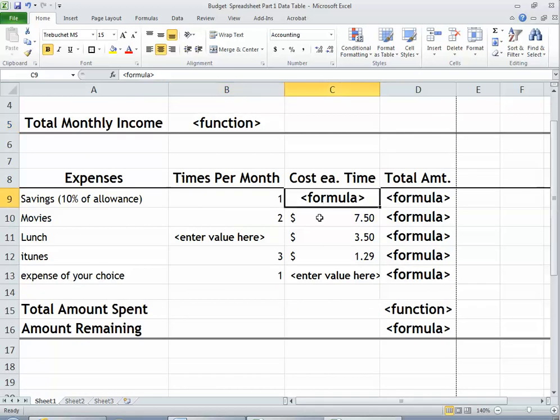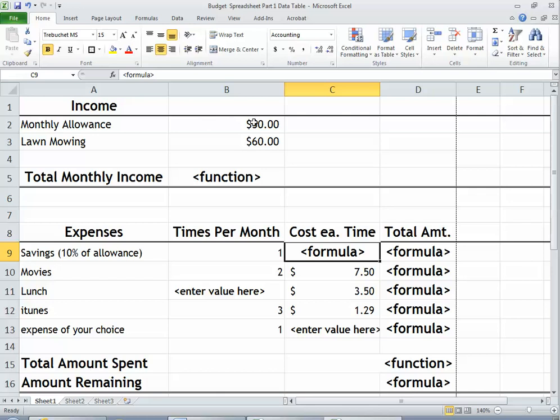All right, then you're going down here, and it's going to tell you that you need to come up with not only how many times per month you're going to use each of these types of expenses, but also how much those expenses cost you. So, for example, to come up with savings, it says here it needs to be a minimum of 10% of your allowance. So what you need to do here in a formula is figure out how you find 10% of your allowance. Your allowance is right here, which is $50.